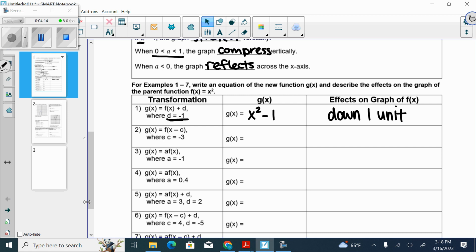For number 2, it says here that we have where C is going to be minus 3. Okay, so C, where is that at in the equation? Where can we find it? With the x in the parentheses. Very good. So we already know that this means I'm going to have a parentheses with something inside of it. Okay, now we got to pay close attention here. See how it says C equals this number? So it's not in a parenthesis.